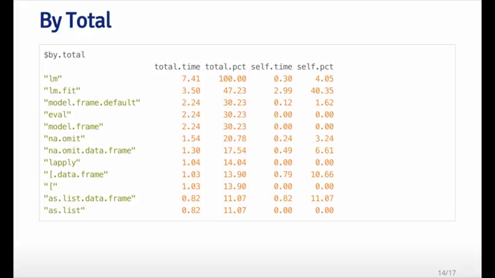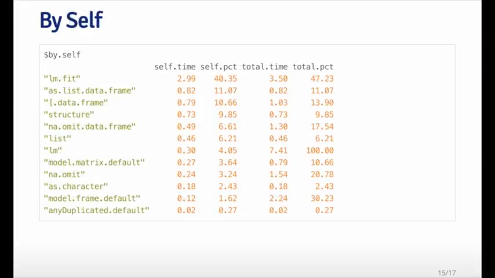Now, I think a more useful output is the by.self output, which subtracts out any lower-level function calls and calculates the amount of time that's truly spent in a given function. And here you can see that lm.fit is the clear winner, because that's really where all the computation occurs. In particular, lm.fit calls a Fortran routine for inverting a matrix. And so in most large-scale regression problems, that's where all the computation occurs.